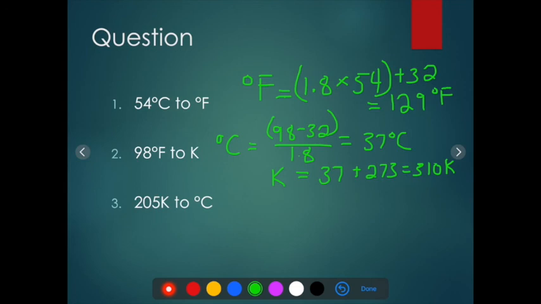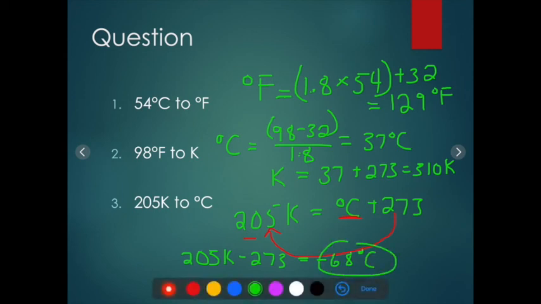Okay. And then last one, we have 205 Kelvin. We want to know what that is in degrees Celsius. So we know that Kelvin is equal to degrees Celsius plus 273, right? That's the equation. So if I want to solve for just degrees Celsius, I just have to get that by itself. So I'm going to move 273 over here and subtract, right? So it becomes 205 Kelvin minus 273 equals negative 68 degrees Celsius.